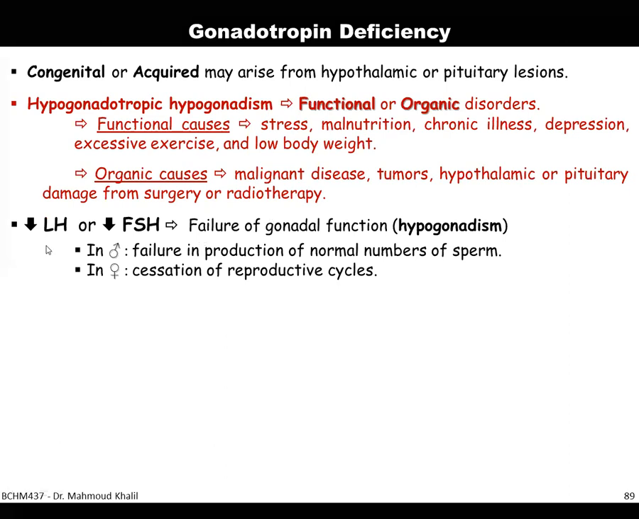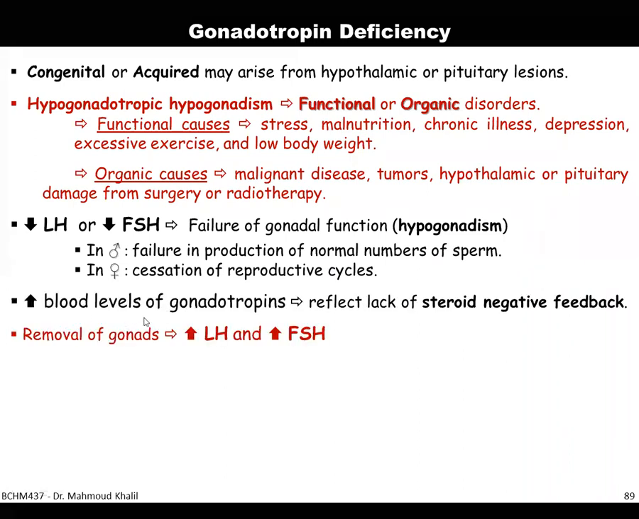The decrease in LH or FSH will lead to a failure in gonadal function, a condition called hypogonadism. In males, it is obvious in the failure to produce a normal number of sperm, while in females, it leads to a cessation of the reproductive cycle.